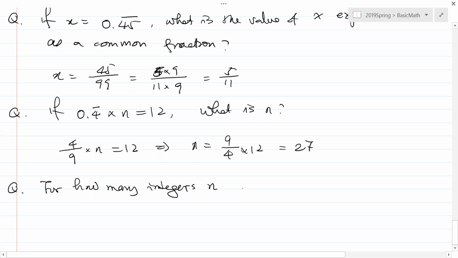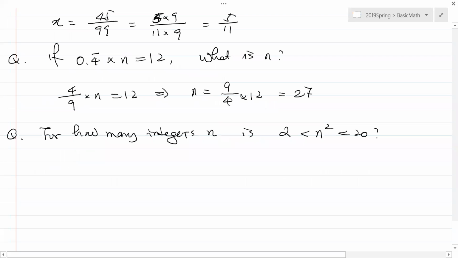All right, so next question is, for how many integers n is 2 less than n squared less than 20? Okay. Yeah, we have a couple of inequalities to deal with.